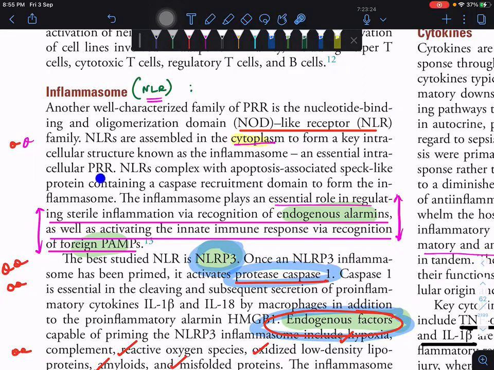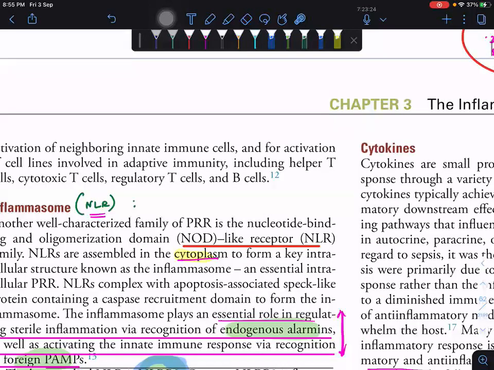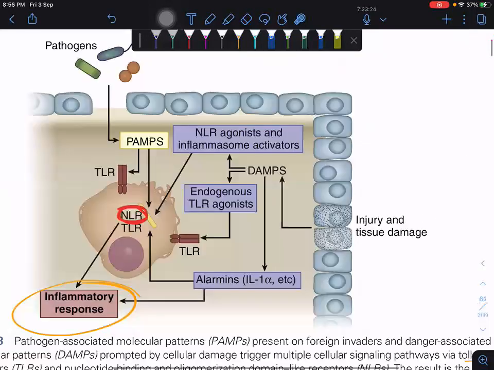It recognizes some pathogens. Inflammasomes play an essential role in regulating sterile inflammation via recognition of endogenous alarmins, as well as activating the immune system response via recognition of foreign PAMPs. In this diagram, you will see the NLR is involved in the recognition of PAMPs, and it also recognizes the DAMPs. So alarmins also go here, and whatever DAMPs are formed, everything goes to the NLR.